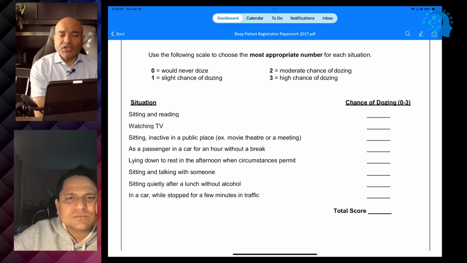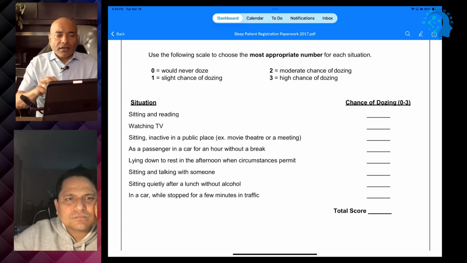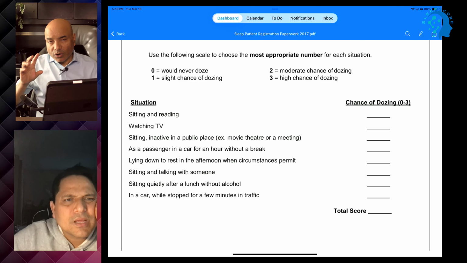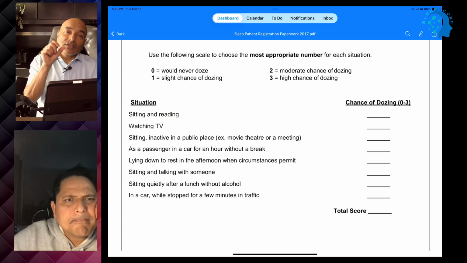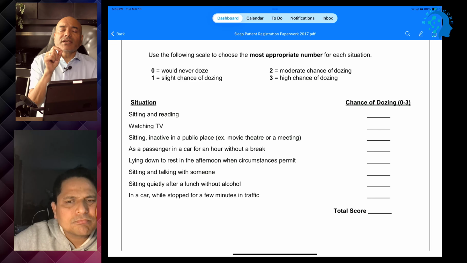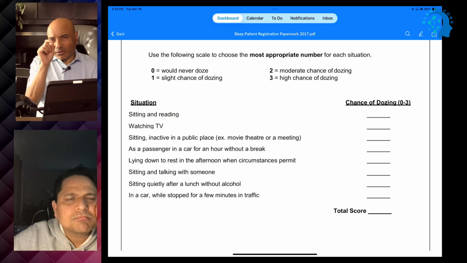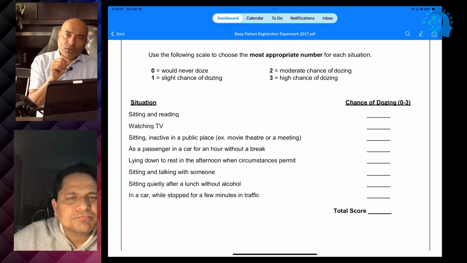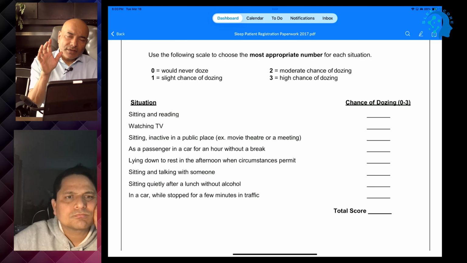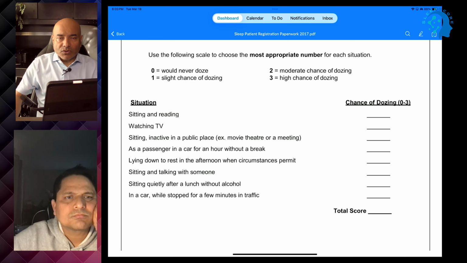Here what it does is it starts from 0 to 3. So 0 to 3: if you never doze, 0. Slight chances of dozing. Dozing means sleepy. If you don't sleep, 0. If you do a little bit, that is 1. Sometimes, number 2. Every time or high chance of dozing is 3.